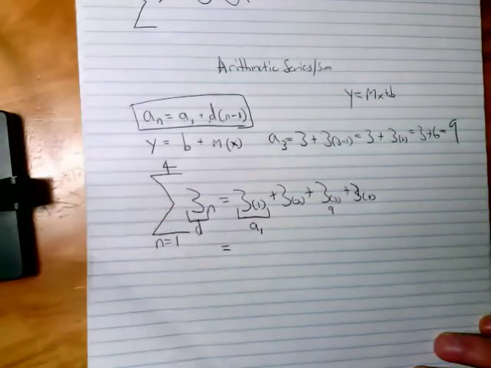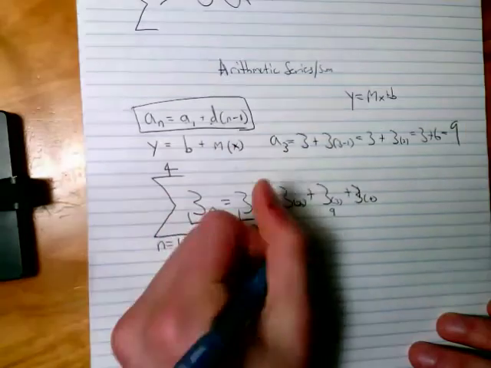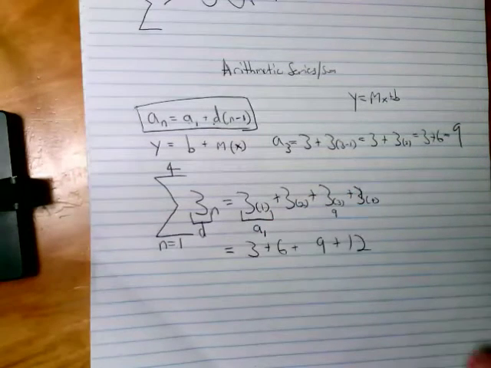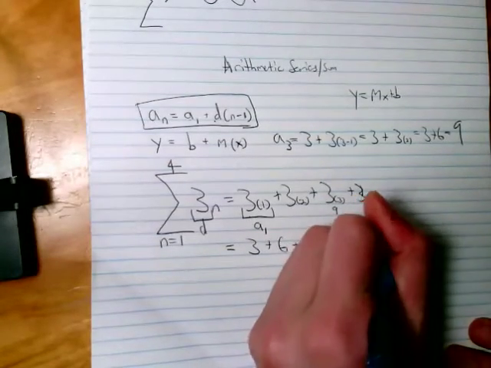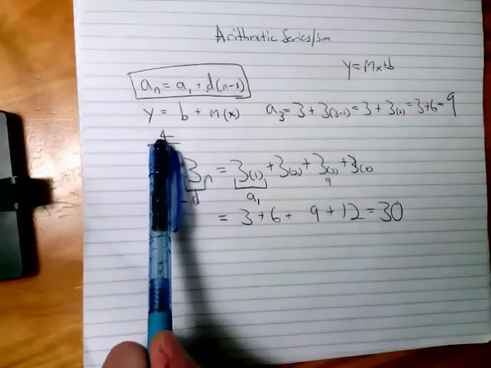So to find the sum, you do 3 plus 6 plus 9 plus 12, and that's equal to 30. So, hooray, you found the sum. Congratulations. Now, this only goes up to 4.